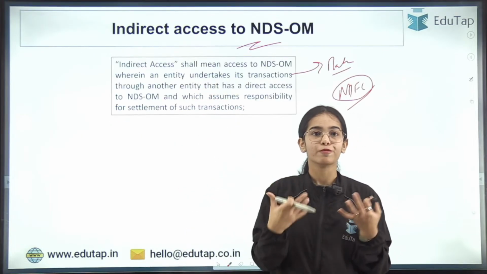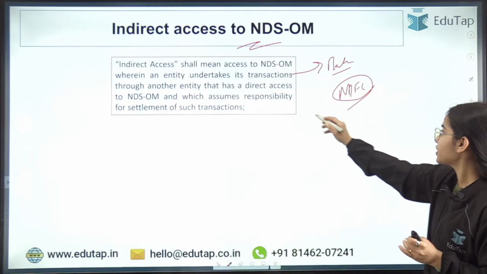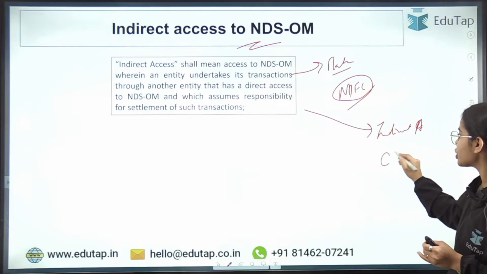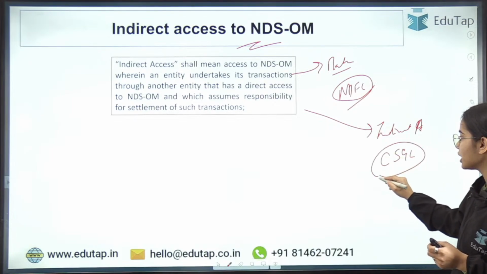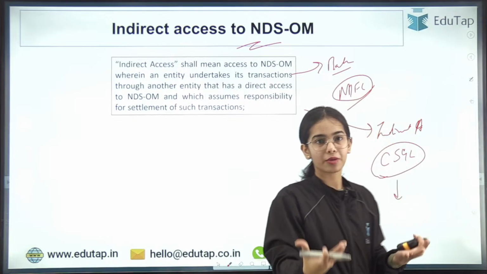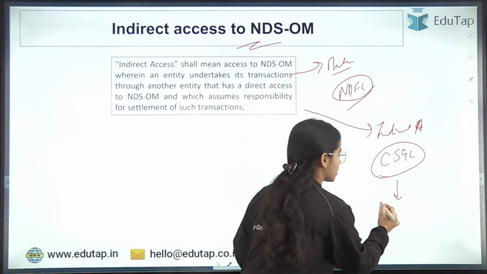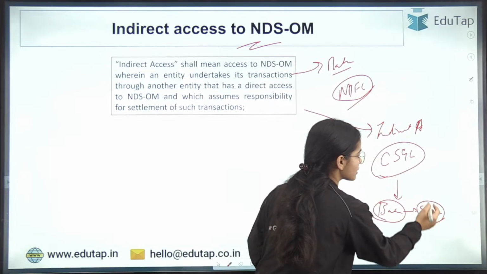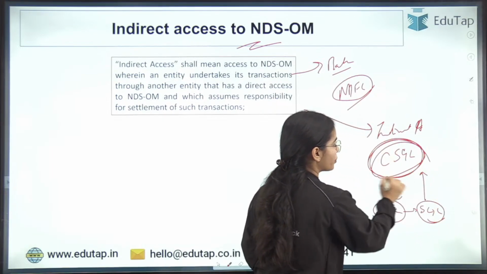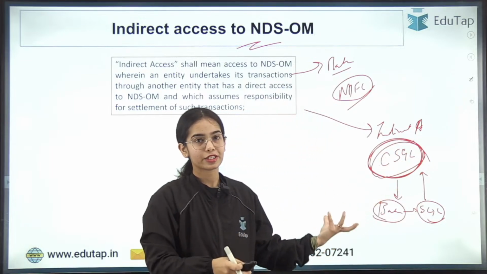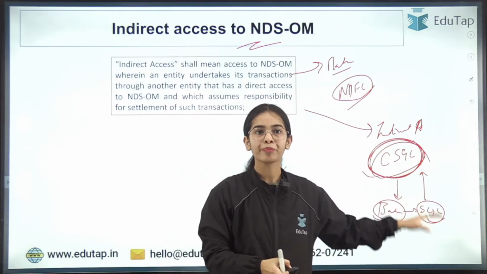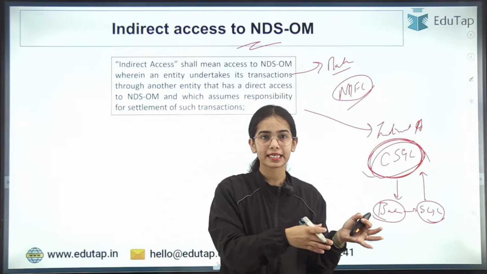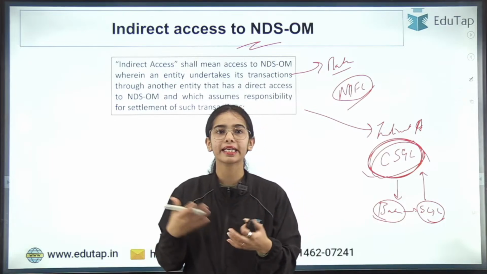So you and me, when we have indirect access, we will have a constituent subsidiary general ledger account that is maintained with the RBI, but under the bank. The bank has the subsidiary general ledger account and is giving us permission, opening our constituent subsidiary general ledger account under this SGL account. So people that cannot have direct access to the NDS-OM can have indirect access.